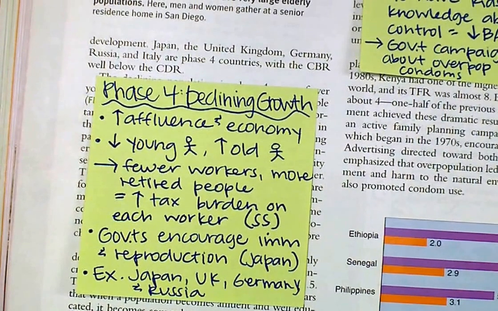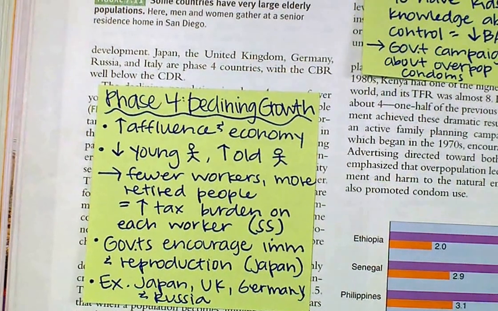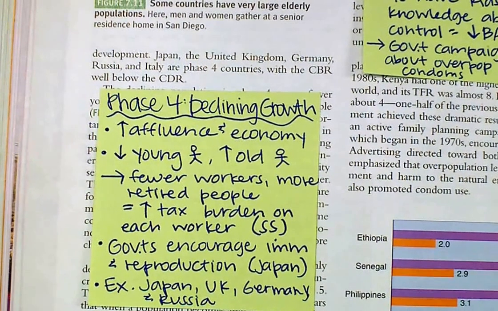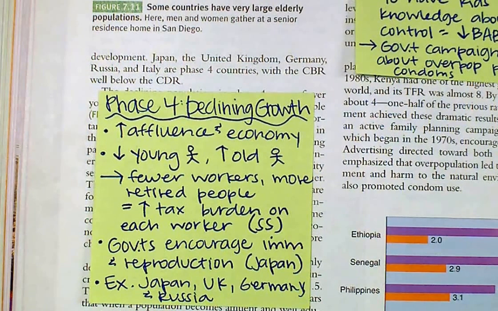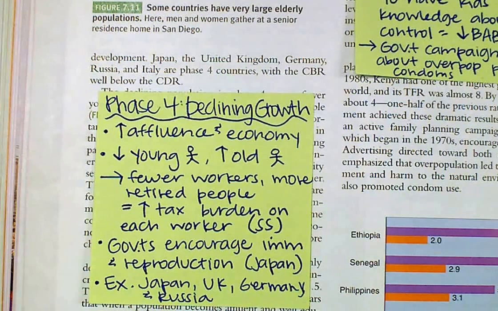All right, our last one is going to be phase four, which is actually a declining growth phase. Okay, so there's an increase in affluence and economy. If you don't know what affluence is, that's okay. Stay tuned. We're going to talk about it today. There's not very many young people, and there's a lot of old people in countries like this.